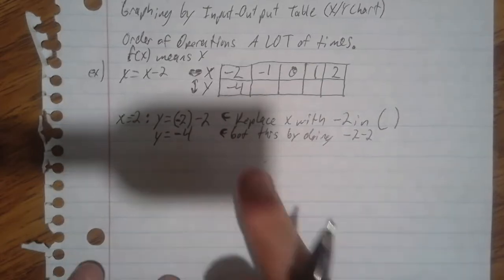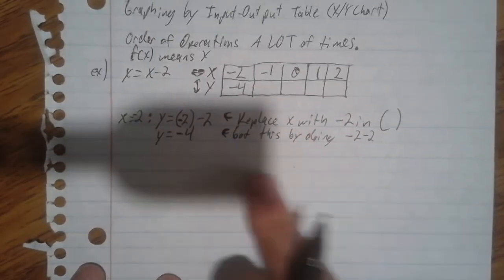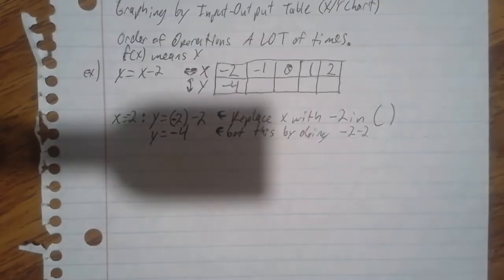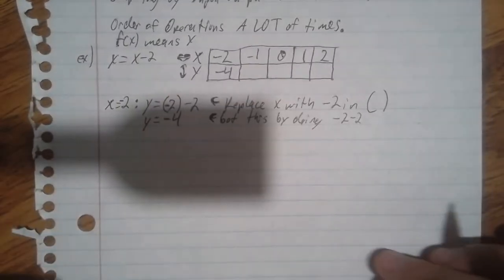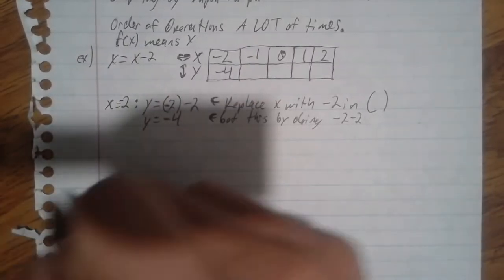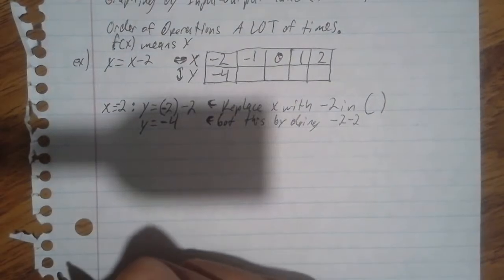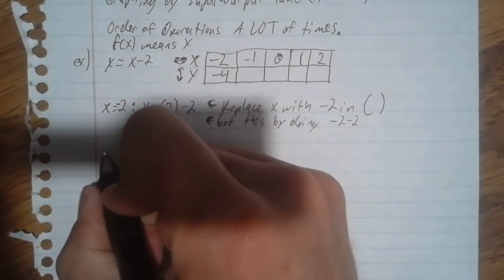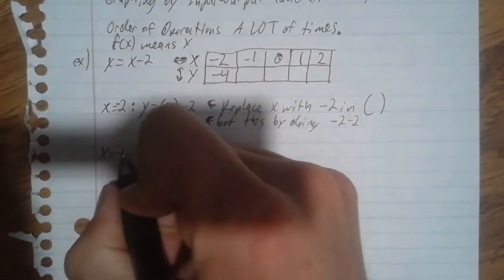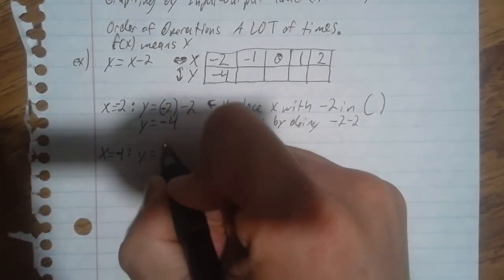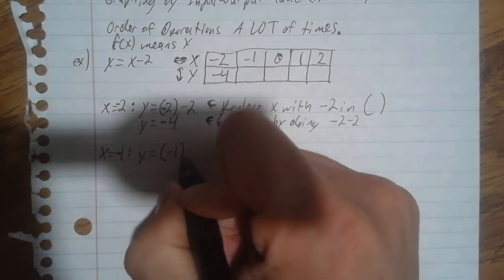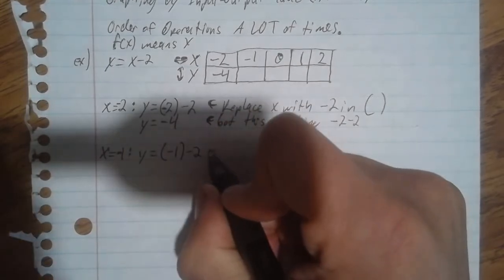And then we're going to do the same thing for everything. Now, this can take up a lot of space. If you want to do this every time, I encourage you to do it until you understand what's going on. I'm going to do it here for this first example at least. So now we're going to plug in the -1. So x is going to be -1. So it's going to say y equals, in parentheses, -1 minus 2.